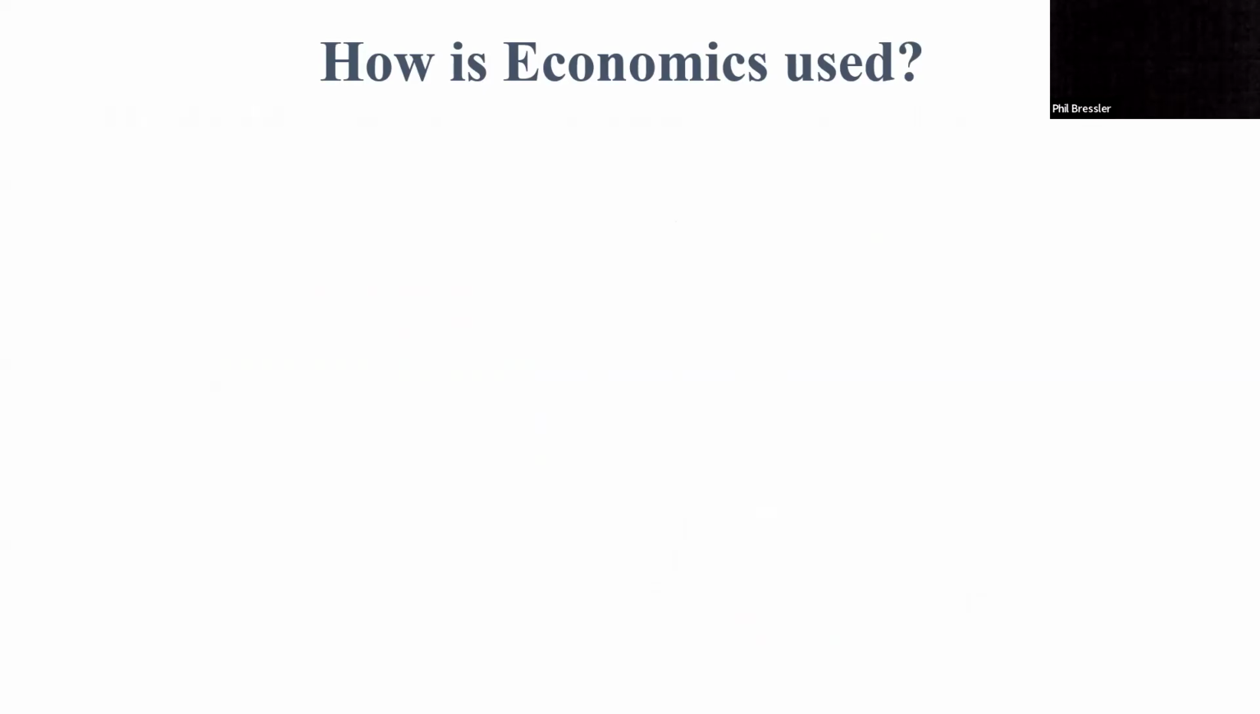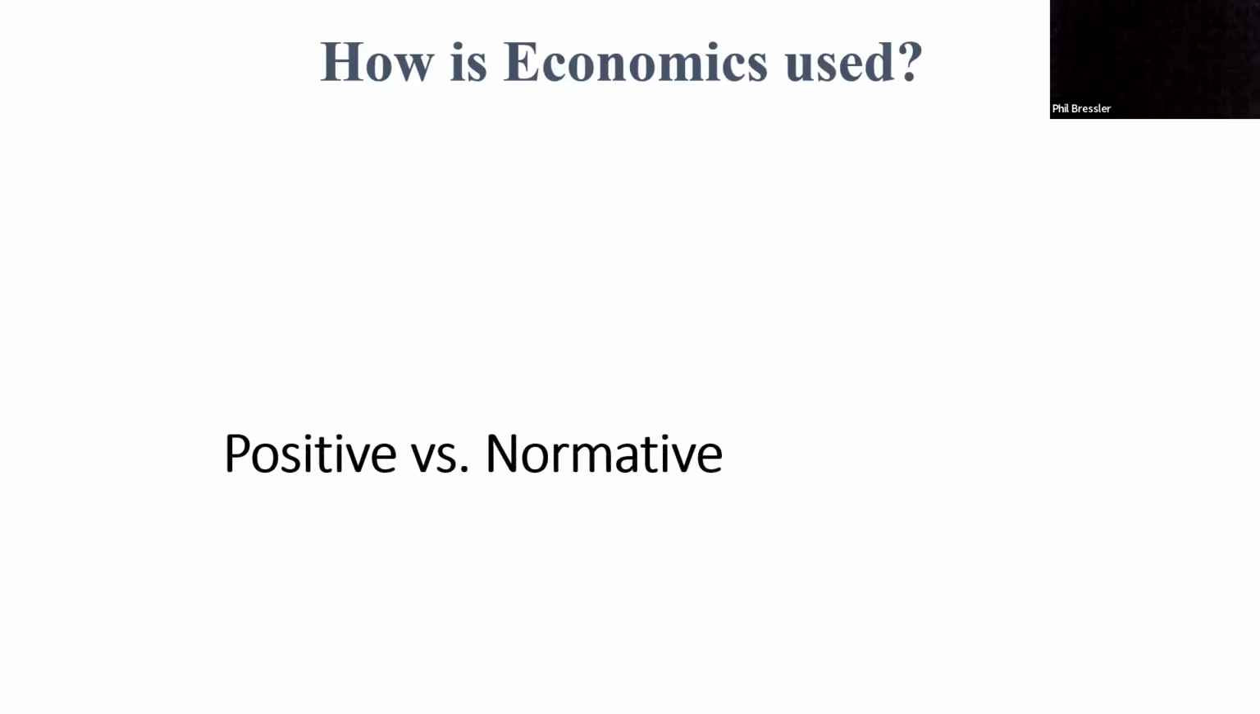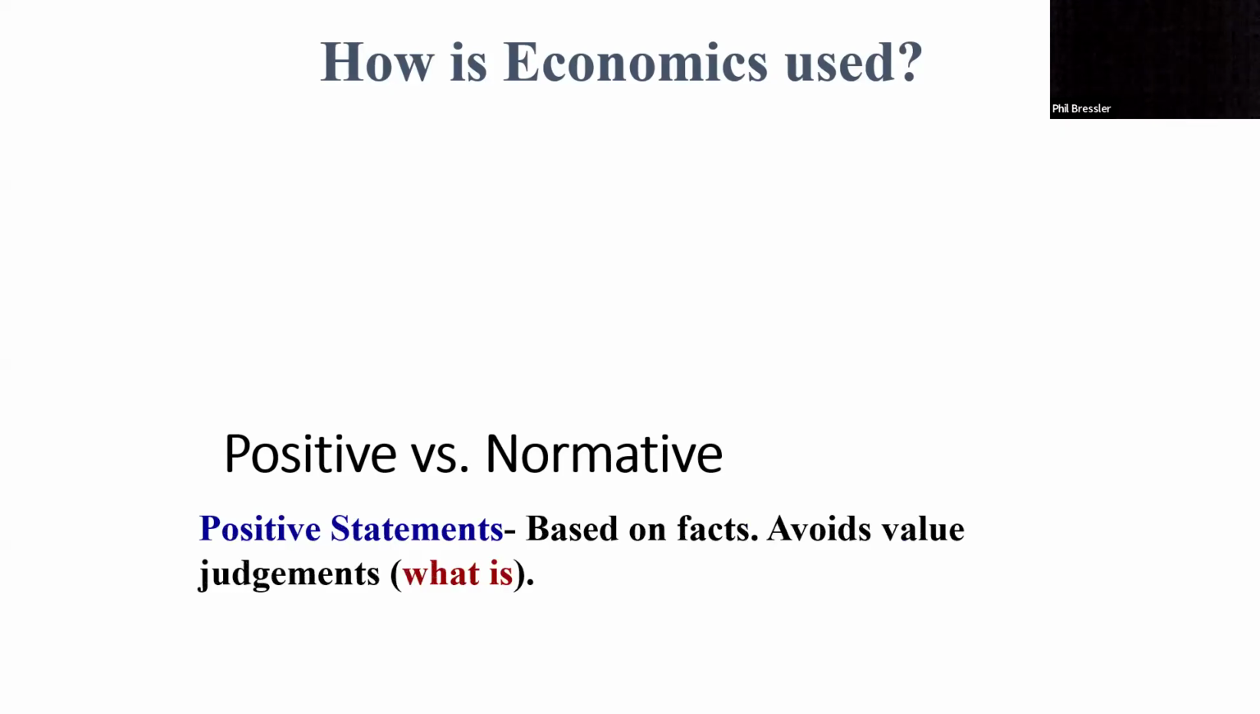All right, getting into some new stuff for this week. How is economics used? There's two types of statements. There's a positive statement, which is based on facts. A positive statement could be unemployment is 3.8%. A positive statement could be Calvert Hall has 1,230 students. Those are really not things that economists argue about. Those are pretty much facts.